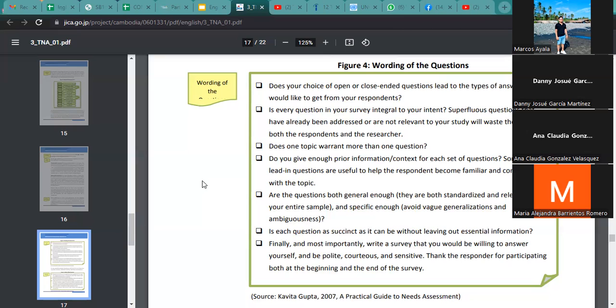Good. What did you get from this? Okay. Every time I get surveys, I just answer because I want them to finish, but I know that every question must be analyzed. It brings my attention the number four, that if you give enough prior information or context, that helps the respondent become familiar and comfortable, so it would be easy to provide the information you're looking for in a survey, not just complete it to finish. But most of the time, because we want to finish, that is what we do.